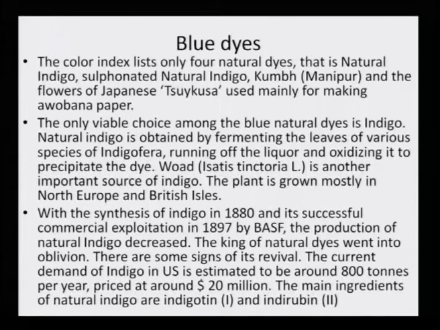Blue, red and yellow. Now, looking at the blue dyes, the color index lists only 4 natural dyes, that is natural indigo, sulfonated natural indigo, kum, that is particularly found in Manipur, and the flowers of Japanese Tsukusa used for making awobana paper. Now, these are the 4 main sources of blue dye which are popularly used.